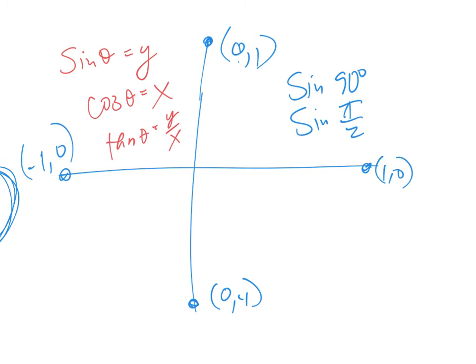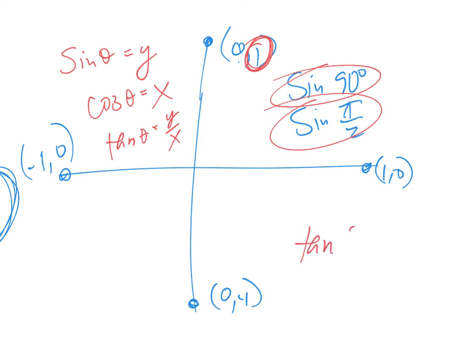All right, so I'd say if I want sine of 90, which is the same as sine of pi over 2, sine is the y, and I just want the y of that point. That's how you do the quadrantals. Let's do another one. Would you figure out tangent of 3 pi over 2?